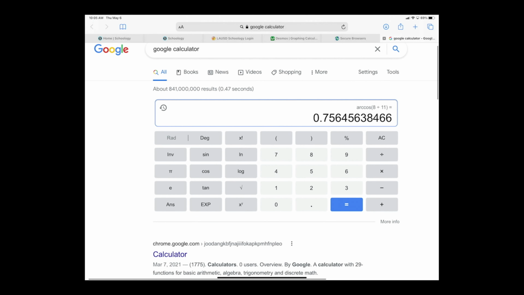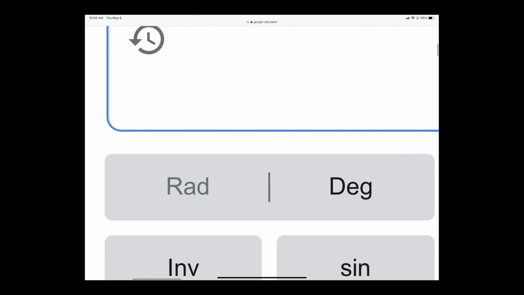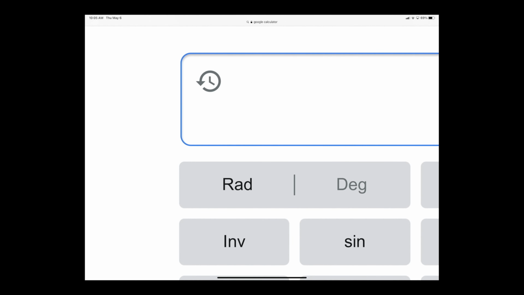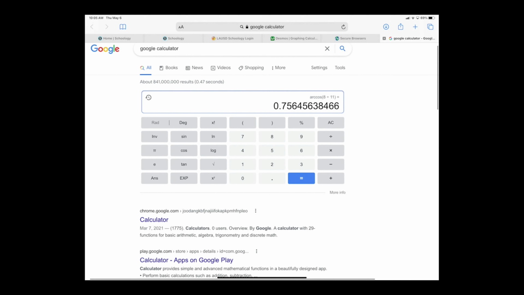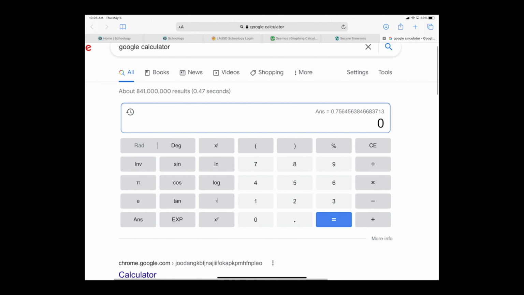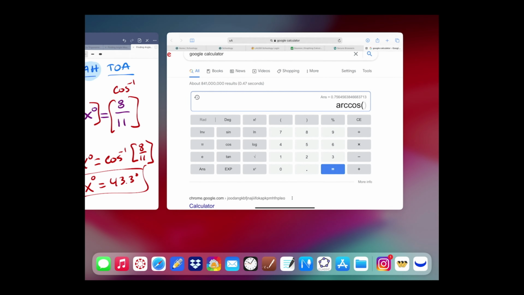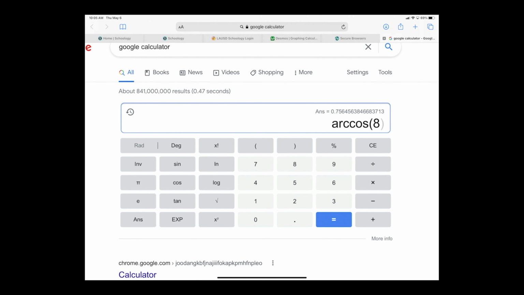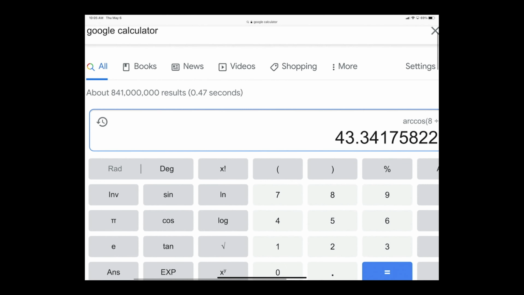So I made a mistake. I got the wrong answer. Always make sure your calculator's in degrees, not radians, not rad. It has to be in degrees. So let's try that again. Okay, so I'm going to clear that. That was wrong. I'm going to put inverse cosine of, what was it? 8 divided by 11. Close my parentheses, hit equals, and there it is. Make sure it's in degrees. 43.34.